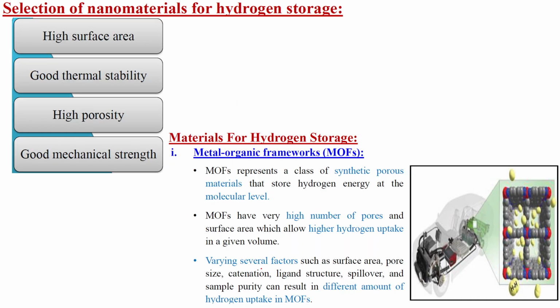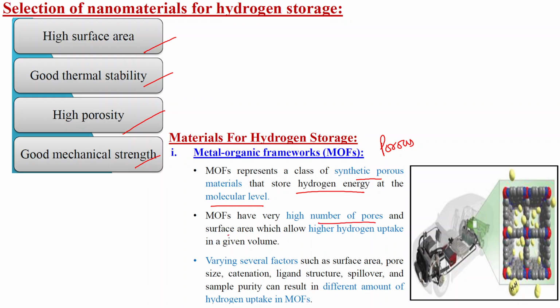Selection of nanoparticles for hydrogen storage. So nanoparticles should have good surface area, good thermal stability, high porosity, and good mechanical strength. Some of the materials for hydrogen storage are the MOF, that is metal oxide framework. These are metal oxide frameworks. They represent a class of synthetic porous materials. So these MOFs are highly porous materials that store hydrogen energy at molecular level.